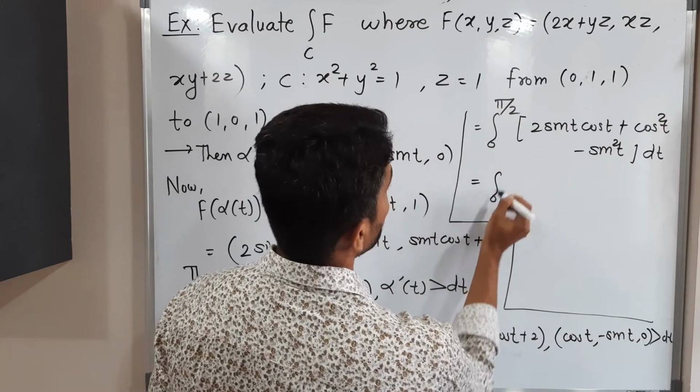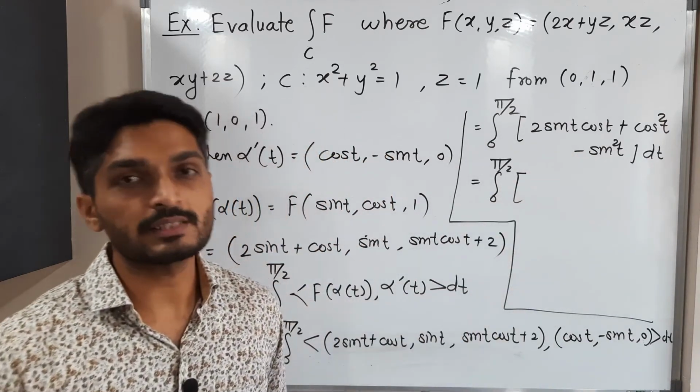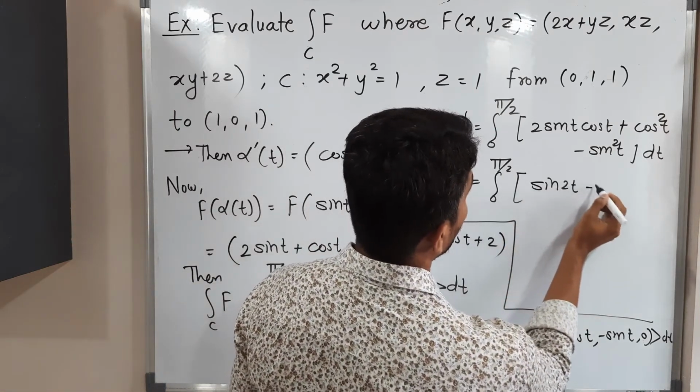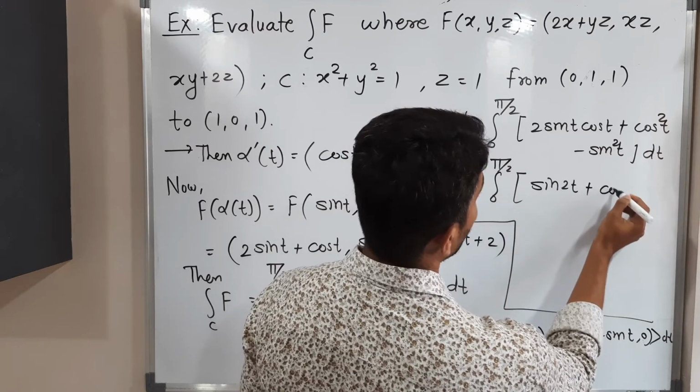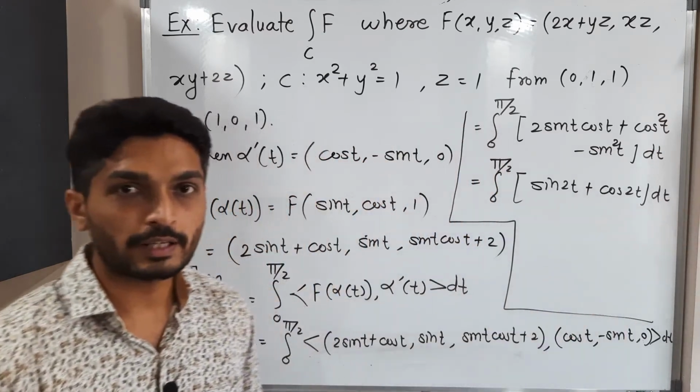So this is equal to integration 0 to pi by 2 of 2 sin t cos t. This is a very standard formula. This is the formula of sin 2t. Cos square t minus sin square t. This is the formula of cos 2t. So we have got two standard formulas. So that's why we could write directly.